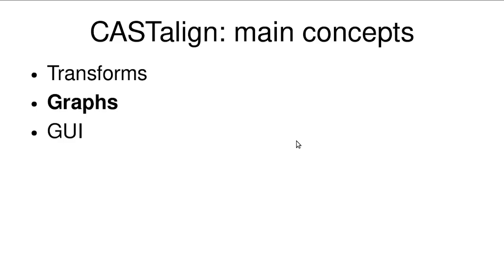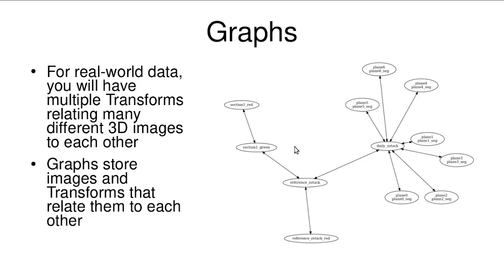Now let's look at graphs. Graphs allow us to organize large quantities of transforms together along with their images. Usually in most data sets, you're going to have a lot of different images. Taking an example, we have a z-stack that we take on the day, our daily z-stack. And then we have a lot of individual planes. These are calcium imaging planes that are registered to the z-stack. Then we have a reference z-stack, and we want to register the daily z-stack to the reference. And then we have a different color of the reference, which we can register.